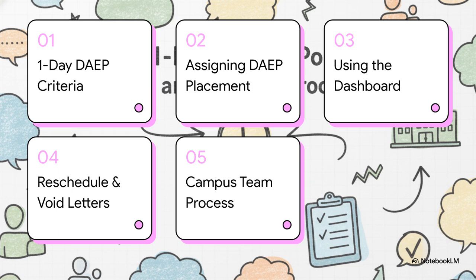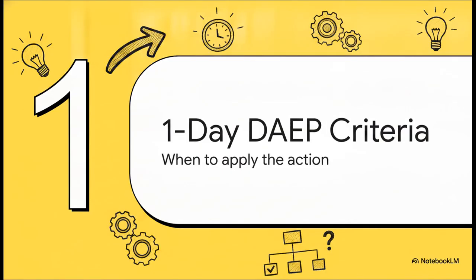Okay, let's jump right in. Here is our quick roadmap for today. We're going to cover: 1. The one-day DAEP criteria, 2. Assigning the DAEP placement, 3. Using the new dashboard, 4. Rescheduling and voiding letters, and finally, 5. Your campus team process. All right, Section 1, the one-day DAEP criteria and when to apply the action.